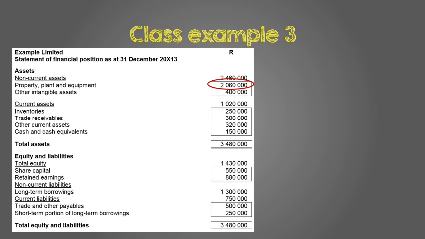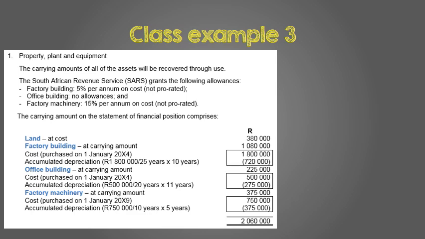We start off with property, plant and equipment. Property, plant and equipment consist of several assets, the first one being land, and we have to now calculate the tax base for land. Before we can calculate the tax base for an asset, we have to ask ourselves, will the economic benefits from this asset be taxable? The answer to this question is yes, because we are going to use the land in our business and it is going to help us to make economic benefits in the future.